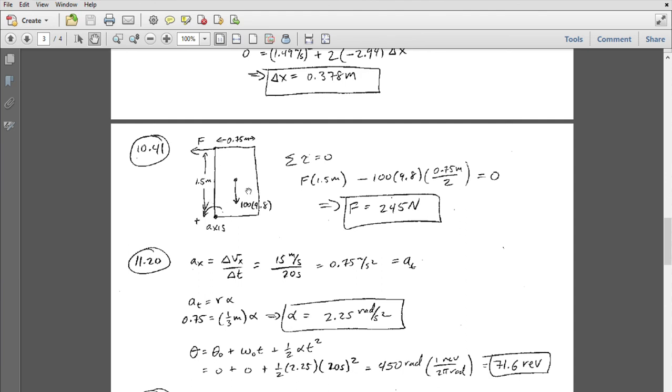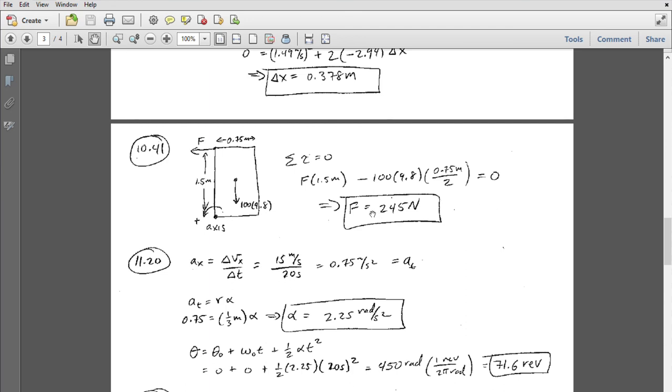Then we have the refrigerator, assuming it's a uniform block. Its weight force is as if it's being applied at its center of mass. So its weight is 100 kilograms times 9.8, and if the depth is 0.75 meters, then the moment arm for this force with respect to the axis is 0.75 divided by 2. Okay, so I'm putting in those two torques. If I take the positive direction to be counterclockwise, the one due to this force is positive, and the one due to this weight force is negative, and they add to zero.